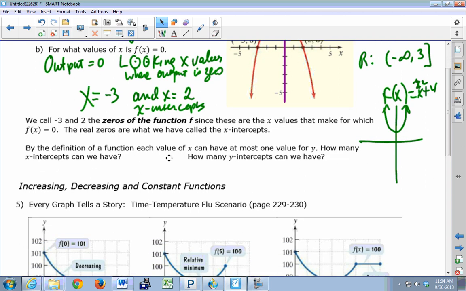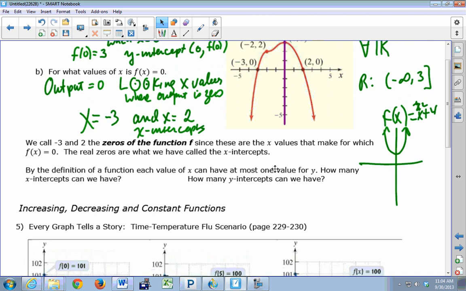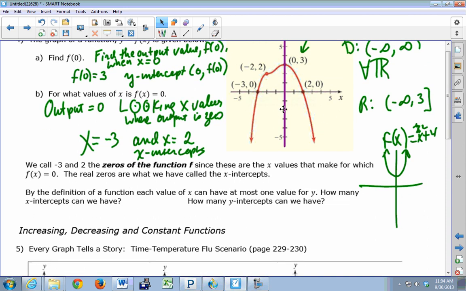By the definition of a function, each value of x can have at most one and only one value for y. That's what we've defined as a function. So how many x-intercepts can we have for any particular function? For any function, how many x-intercepts could I have? Infinite number, because for each x value, you're only going to have one y value, which is 0. So you can have an infinite number.